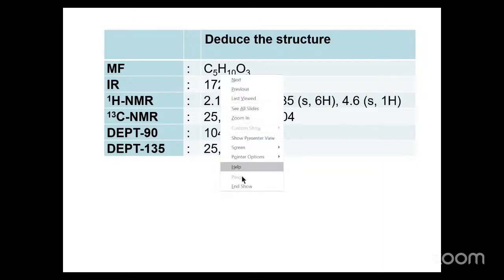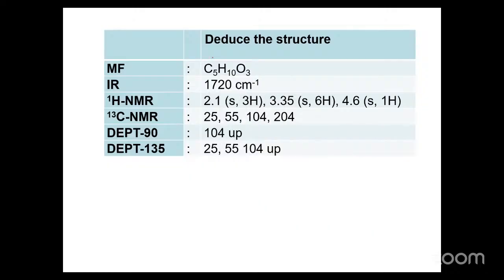Yes, please. Tell me what information you will get from what? Okay, from the molecular formula, what will you get? Site of unsaturation. So please calculate the site of unsaturation. If there are 5 carbons, to get the saturated molecule, how many hydrogens will you need? 12, but there are 10. So 2 hydrogens are less, so one site of unsaturation. 1720 indicates the carbonyl stretching frequency.